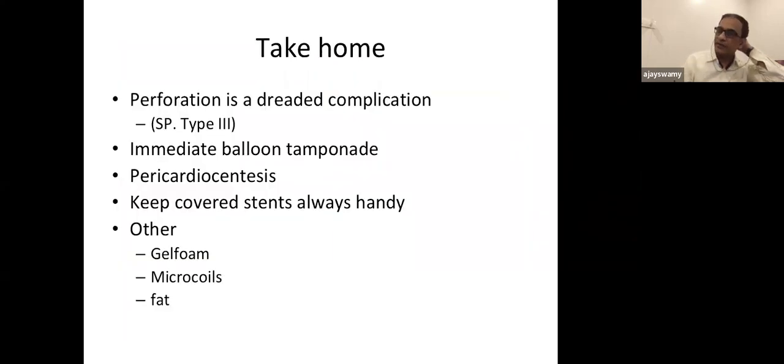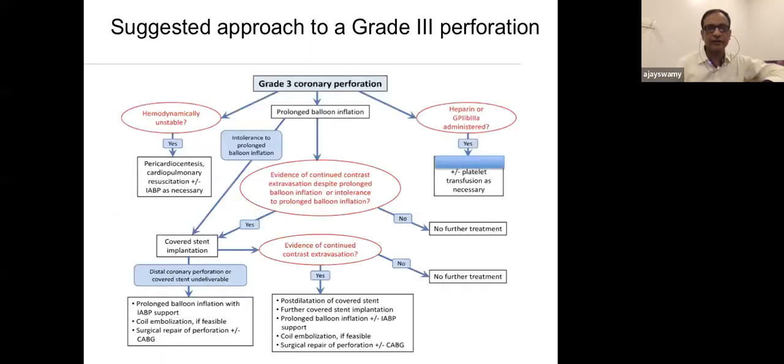In summary, perforation is a dreaded complication, especially type 3. The important thing to remember is immediately balloon tamponade it. Pericardiocentesis is an important skill that every cardiologist must have access to. It's a good idea to train yourself and rehearse in your mind how you're going to do pericardiocentesis, especially in obese patients with bad anatomies that you're going to put on the table. Covered stents must always be handy. Gel foam, microcoils, and fat are other options for wire perforations. They're not meant for major perforations greater than 1 millimeter, that is Ellis type 3 perforations.